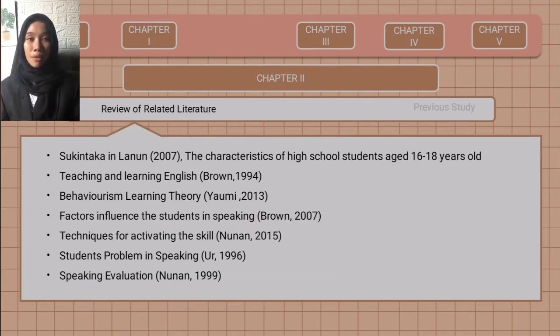In Chapter 2, Review of Related Literature: Sukintaka and Lanun 2007, The Characteristic of High School Student Age 16 till 18 years old; Teaching and Learning English, Brown 1994; Behaviorism Learning Theory, Yomi 2013; Factors Influence the Student in Speaking, Brown 2007; Techniques for Activating the Skill, Nunan 2015; Student Problem in Speaking, Year 1996; Speaking Evaluation, Nunan 1999.